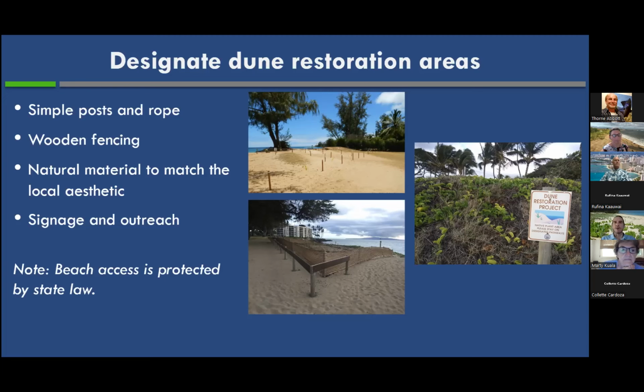The interesting thing about designating the restoration areas is that oftentimes as soon as you eliminate the trampling of foot traffic over those areas, the dune plants will recover on their own and kind of recolonize that area over time. The seed banks of the native plants are there, and just eliminating the pressure of people walking on it can lead to recovery.